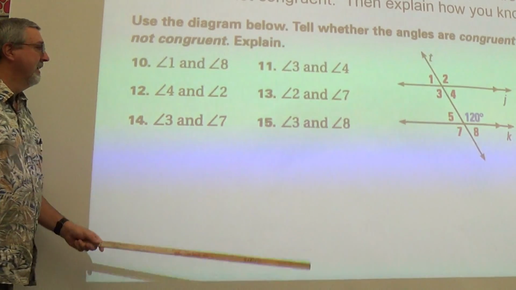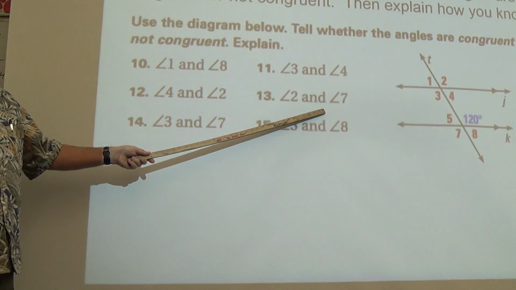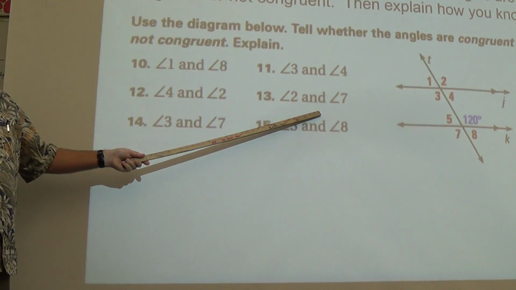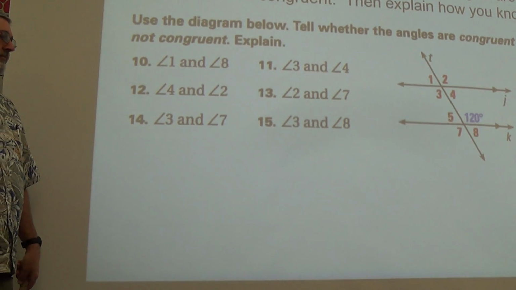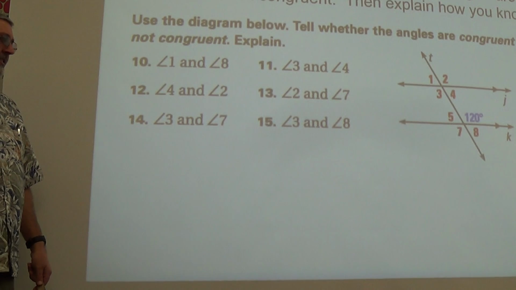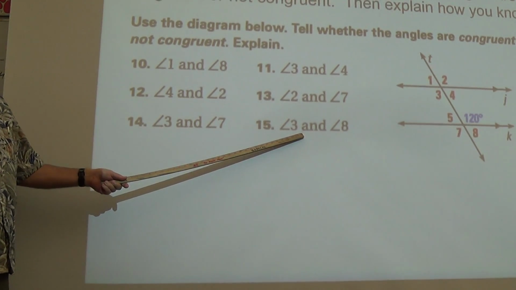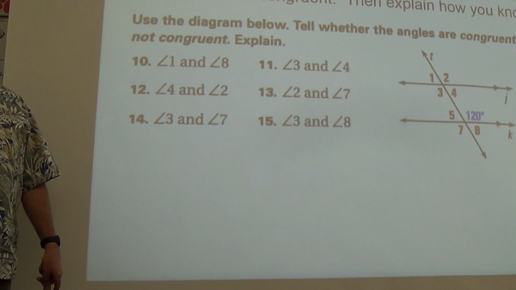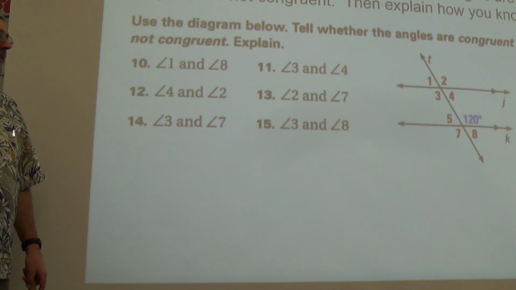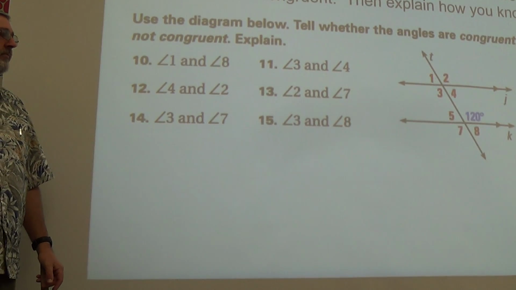Okay. 2 and 7. What kind of angles are those, Matthew? 2 and 7 are alternate exterior. Would they be congruent? Yes. And 3 and 8? What kind of angles, Jacob, are 3 and 8? They are a linear pair.